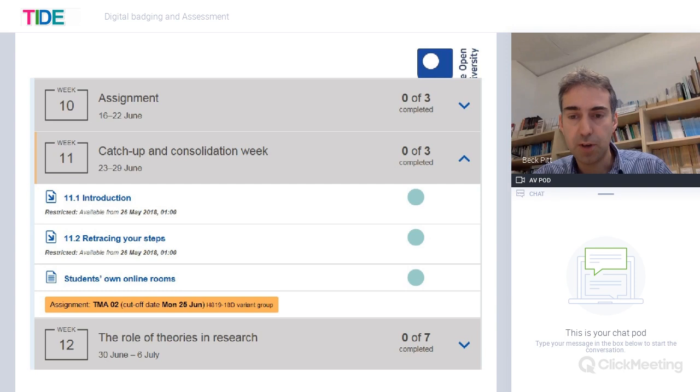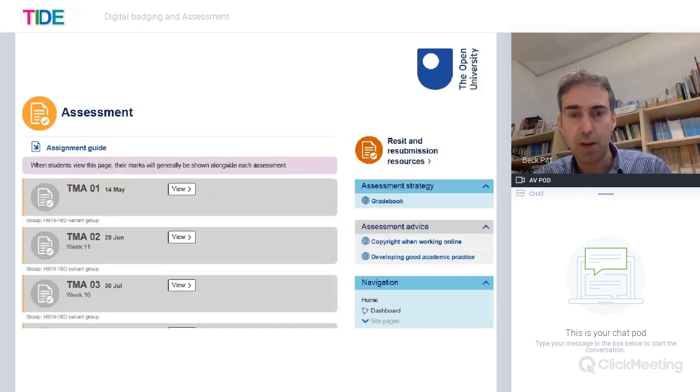We also have a page where learners are able to view the results of each of their assessments and to download feedback. And that's part of our VLE. Of course, each module has its own assessment guide, which is a very thorough description of the assessment process and also guidance on each of the assignments.